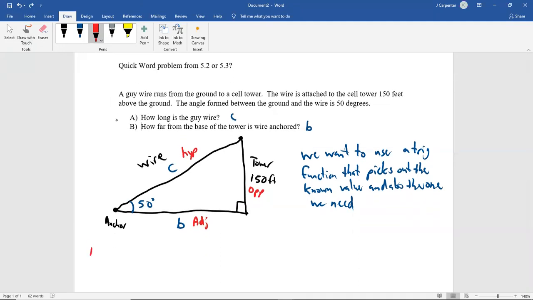So for A, we're going to write the sine of 50 degrees is equal to. Now, sine is the opposite over hypotenuse. The opposite is that known value of 150 feet over. The hypotenuse is that blue distance, C. I didn't have to make it blue. I'm just trying to emphasize, since I called it parts A and B with uppercase letters. Guess what you do from here? You just solve for the unknown variable.